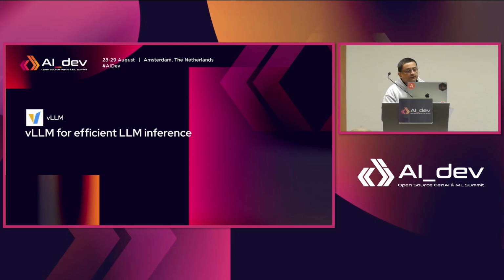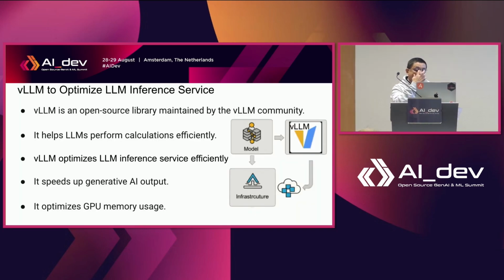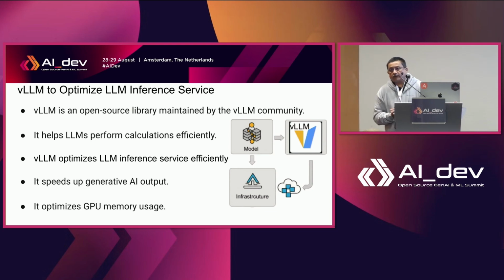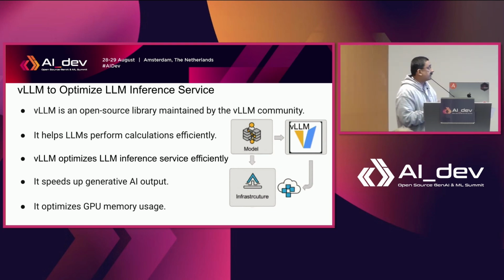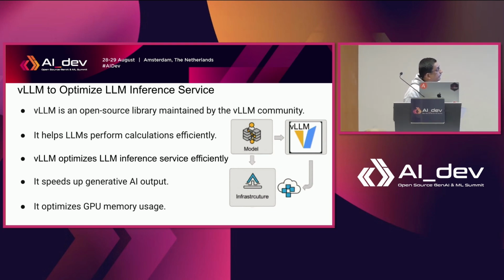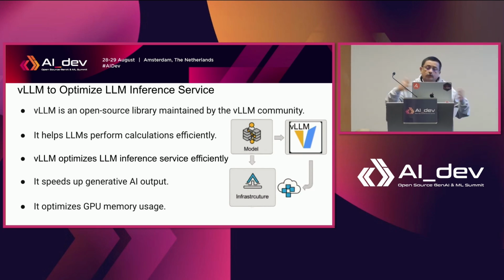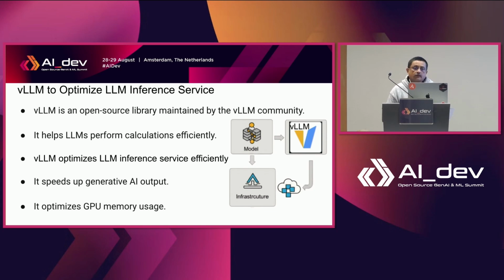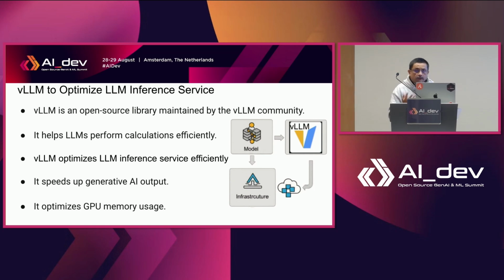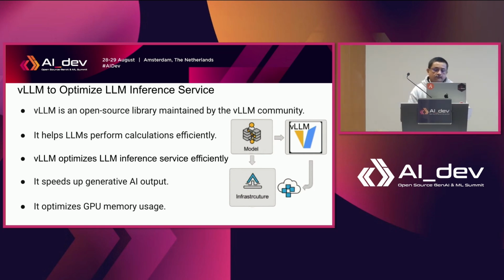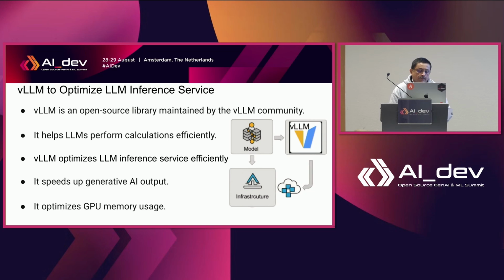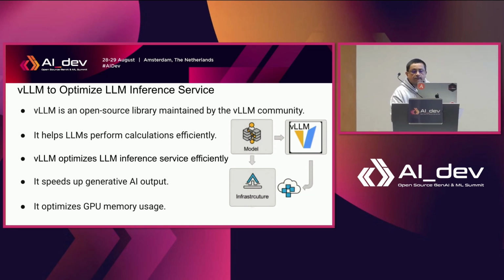The second product is vLLM for efficient LLM inference. Again, it's an open source library, maintained by the vLLM community, which is a very thriving community. It is used for deploying your models and reducing your overall resource consumption. That's the bottom line. You can use vLLM as a runtime where the model gets deployed, and the main advantage is that your resources are optimally utilized. It helps speed up your Gen AI output, and it also helps reduce GPU memory usage.